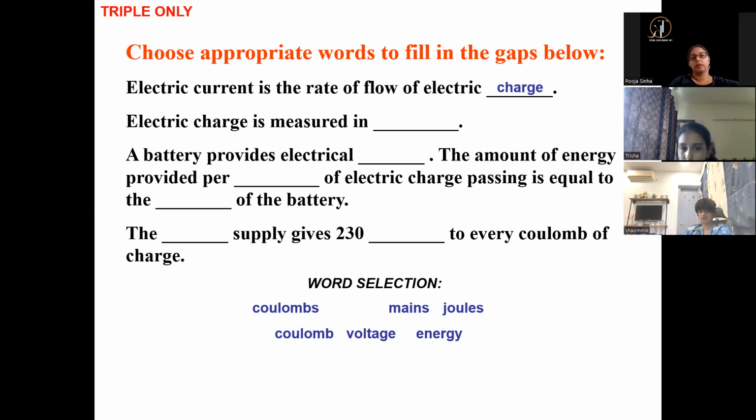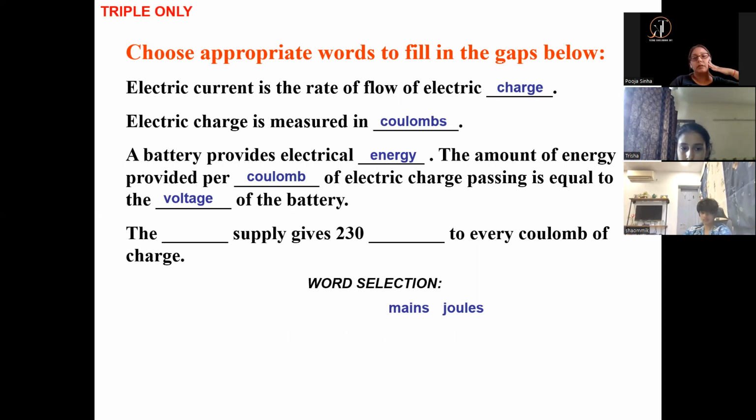Electric charge is measured in coulomb. Next. Trisha. The battery provides electrical energy. I can't hear you, Trisha. You need to be closer to the mic. Electrical energy. Next. Shamik. The amount of energy provided per coulomb of electric charge passing is equal to the voltage of the battery.